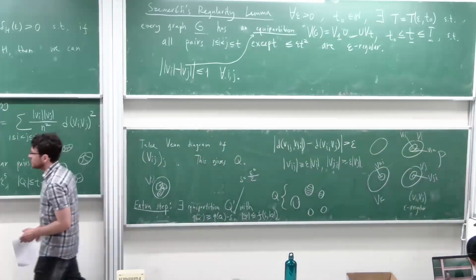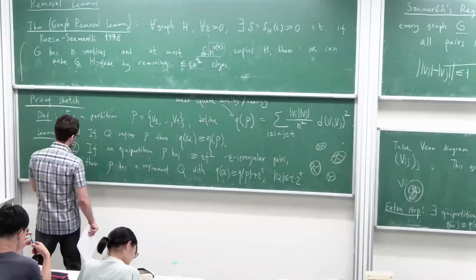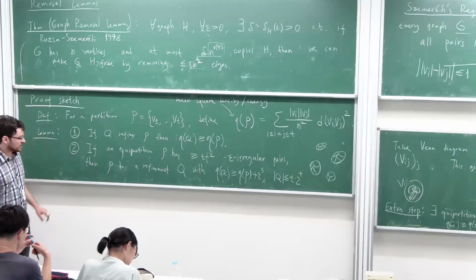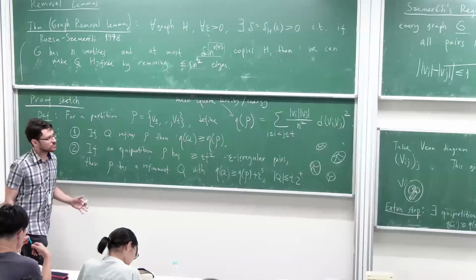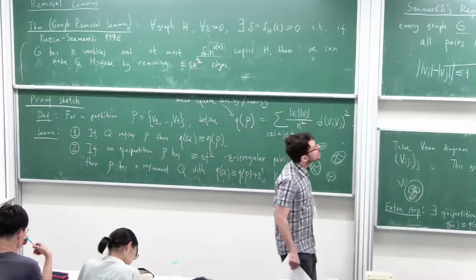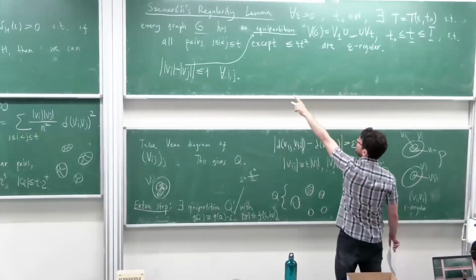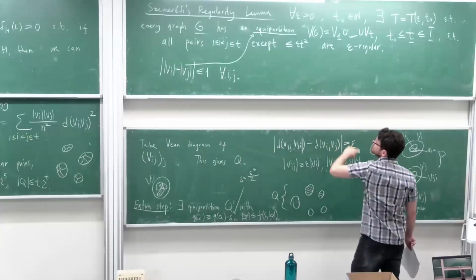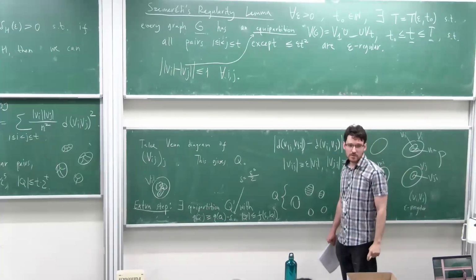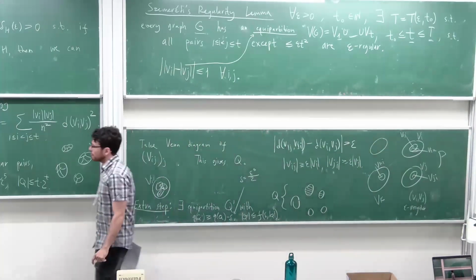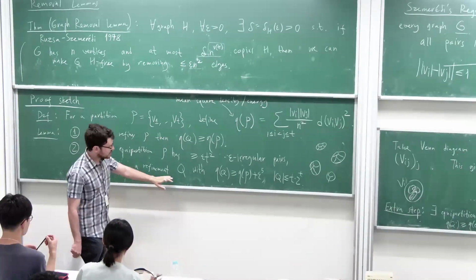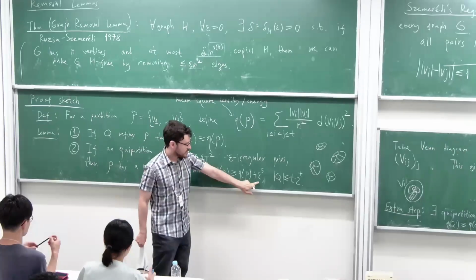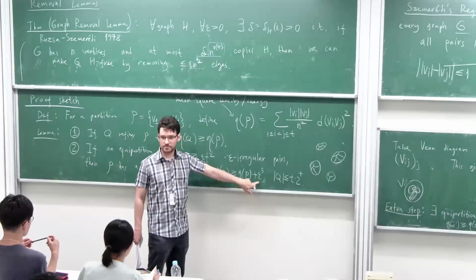So I claim that with these two facts, or actually with this fact number 2, we can prove the regularity. So let's recall what the regularity lemma is. We want an equipartition where the number of irregular pairs is at most epsilon squared. And what this is telling us is that as long as this is not true, we can find a new partition where the density is significantly bigger.